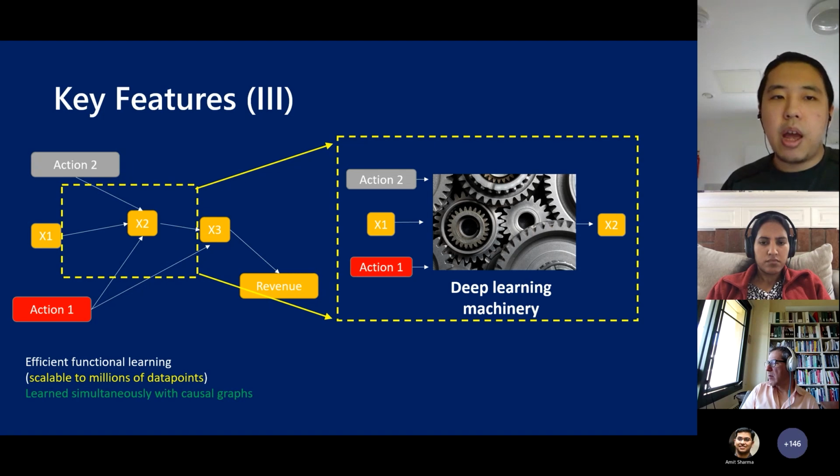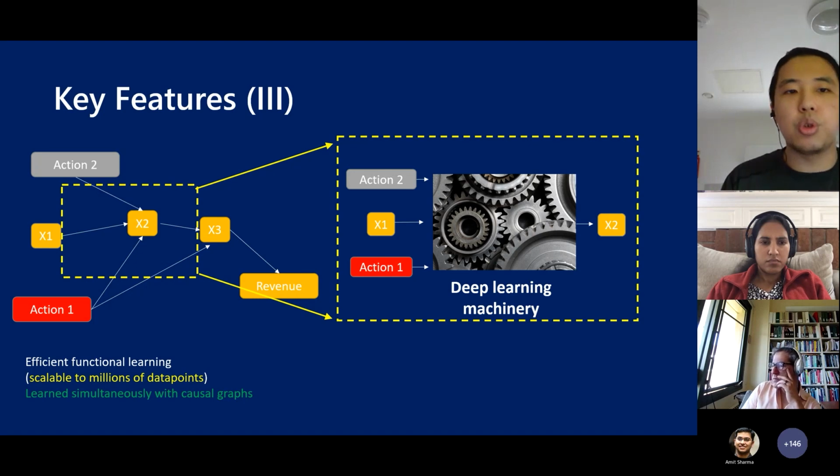Our third feature is that we can perform efficient functional learning, which means we can learn all these functional relationships between variables simultaneously while we're learning the causal graphs themselves. In order to do that, we use deep learning machinery to model the impact of parent nodes in a graph on their child. This allows us to scale to millions of points and also to model very complex and complicated relationships between variables.